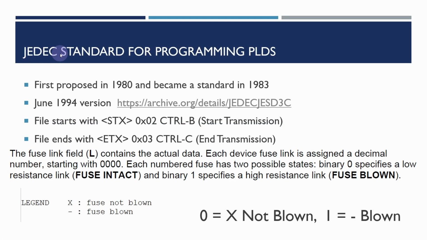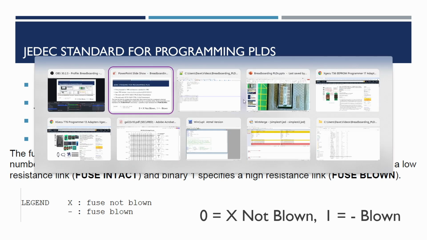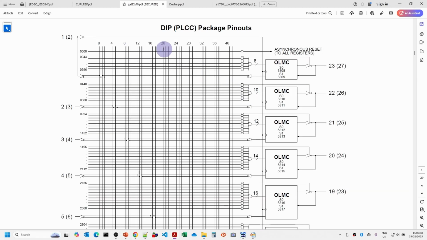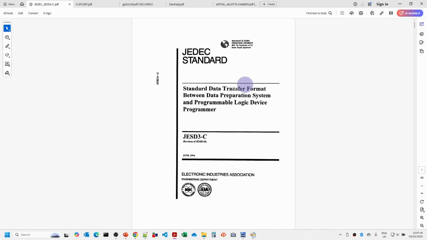So JEDEC is an industry body for electronics, and around 1980 there was a proposal to come up with a standard for programming PLDs, and I think it became a standard around 1983 according to the June 94 version of this document. It is available on archive.org. You have to be a member of JEDEC to get it through the JEDEC website, and I'll include the link for it in the description below. Just on archive.org, and this includes the information about the JEDEC standard.